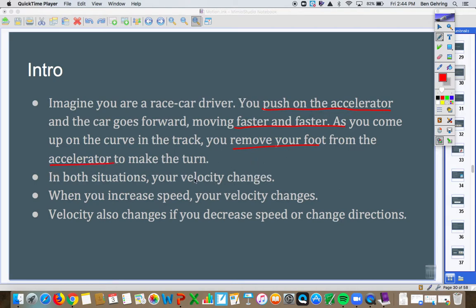In both situations, you changed your velocity. The first one, your speed increased, which meant your velocity changed, went up. It also changes if you decrease speed or change direction. So we're going to talk about that today with acceleration.